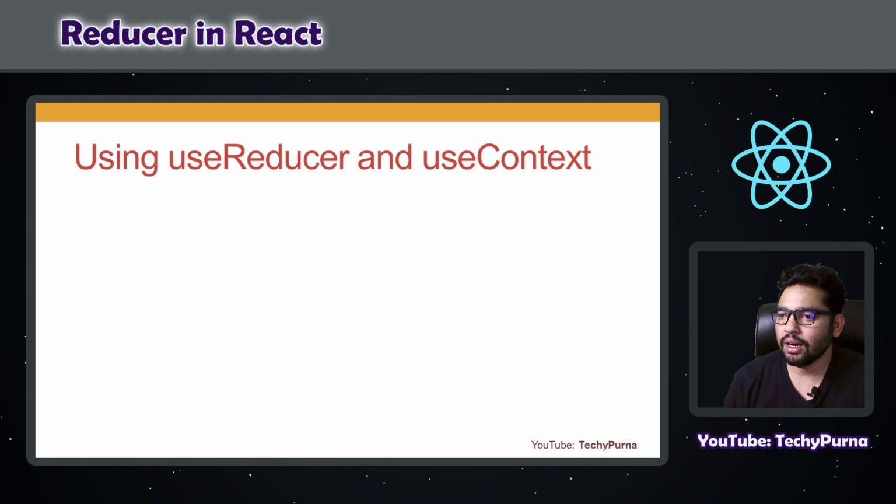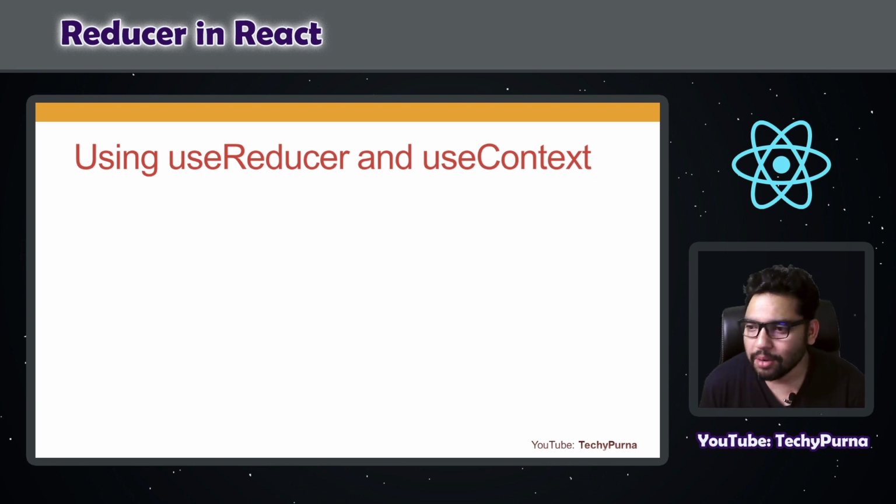So we already have a session on reducer basics in part 1. This is the continuation of that previous session, basically part 2. Here we will discuss how to use reducer and context both in our React project.